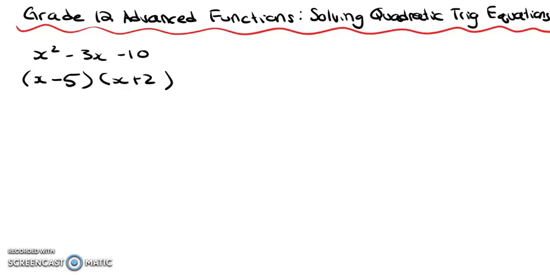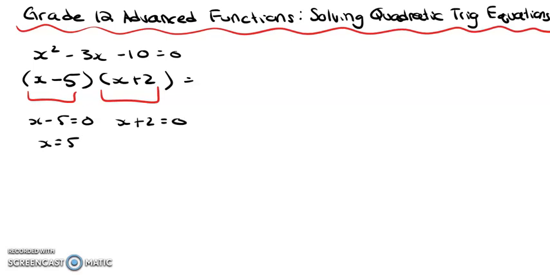And then we would set each of these to 0. So we would say x minus 5 equals 0, and then x plus 2 equals 0. We'd solve for x and we get that x equals 5 and x equals minus 2, right? And these would be the roots of our quadratic equation here. This is how we would solve this normally.